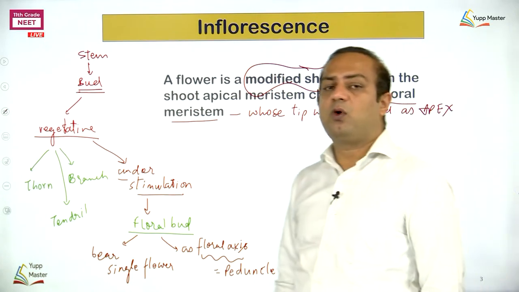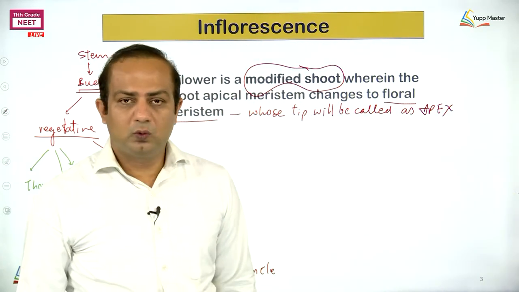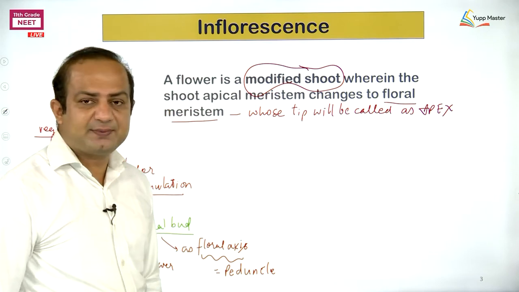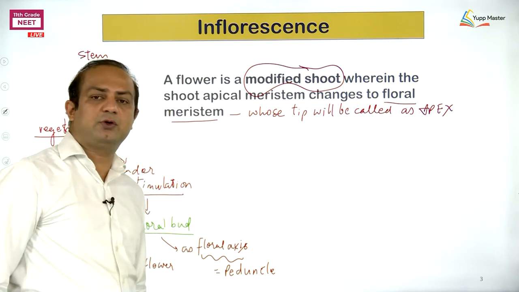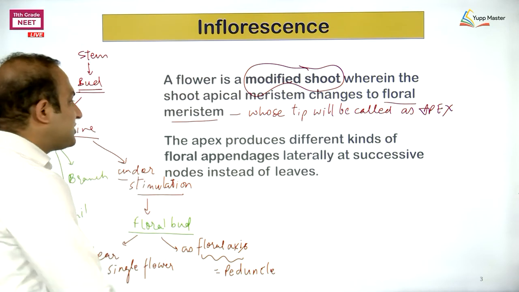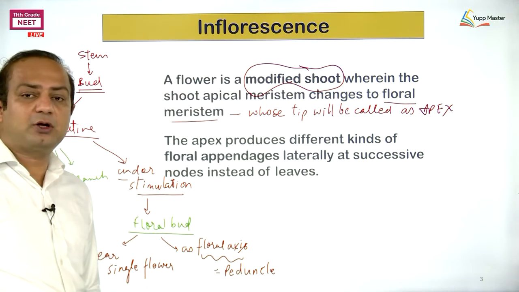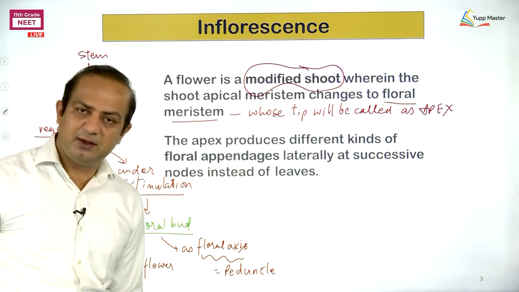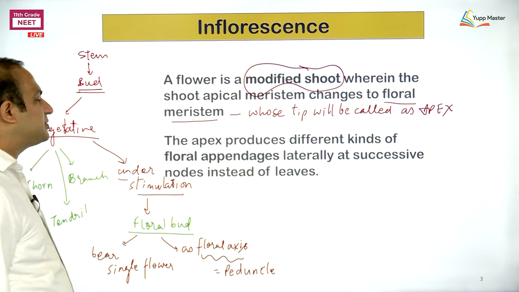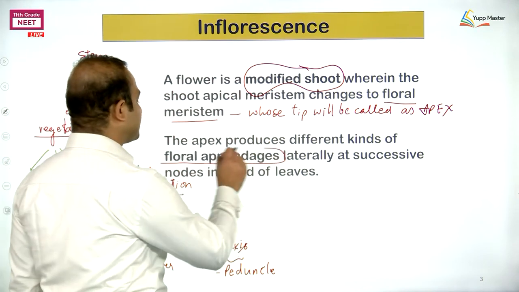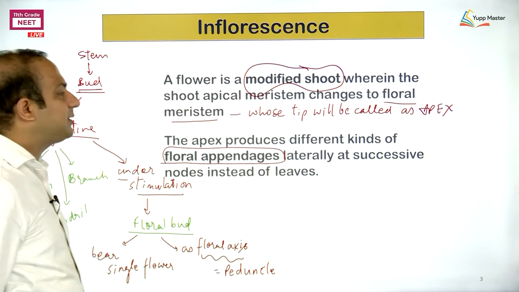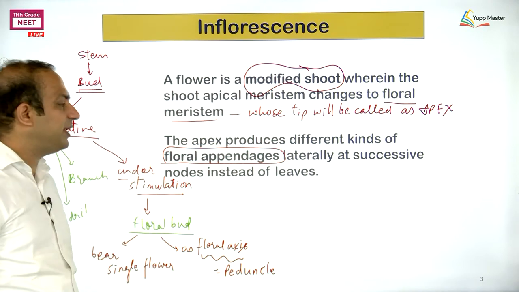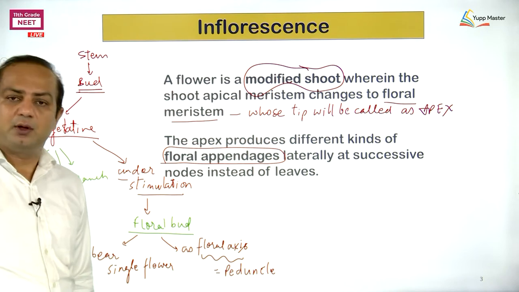Now the thing is, what is this apex going to do? It may be like the apex may continue to grow or maybe it is going to bear flower. Right? It is about flower only, not the pattern of flowers arising on the stem. It is about a single flower, right? Remember this. So the apex produces different kinds of floral appendages. Which apex? The tip of the floral meristem. It bears the different kinds of appendages laterally at successive nodes instead of leaves.